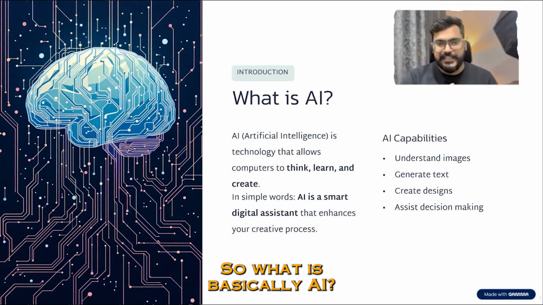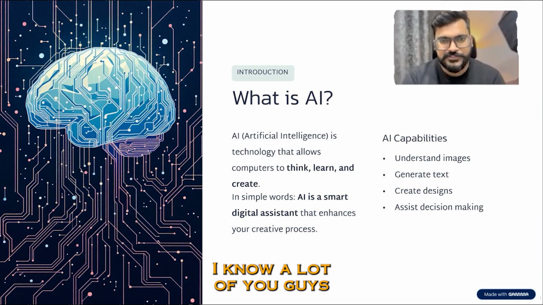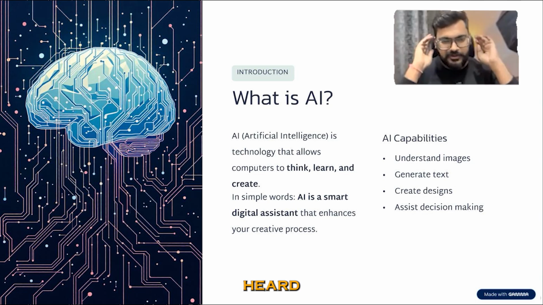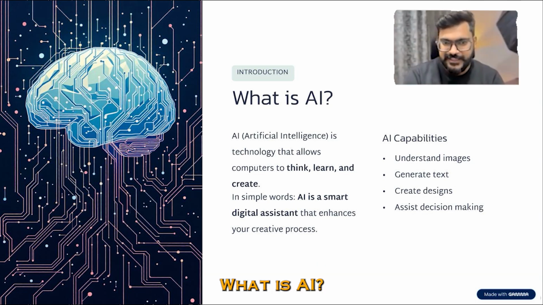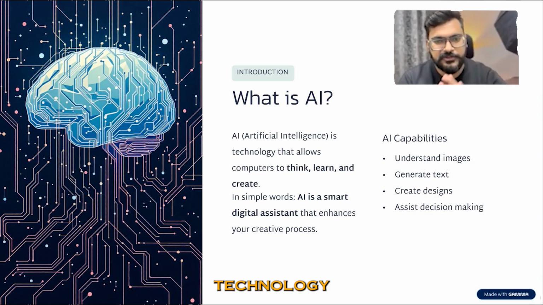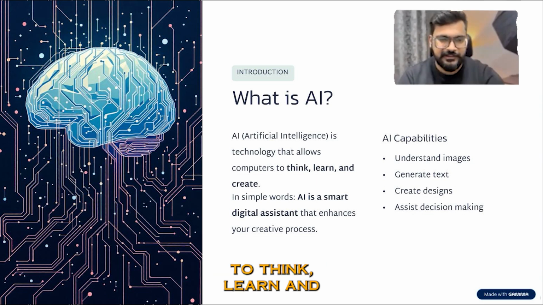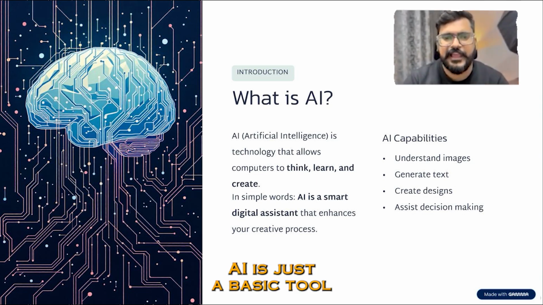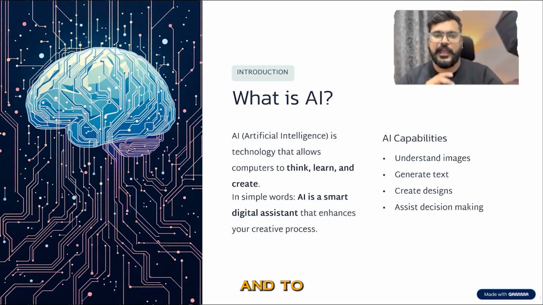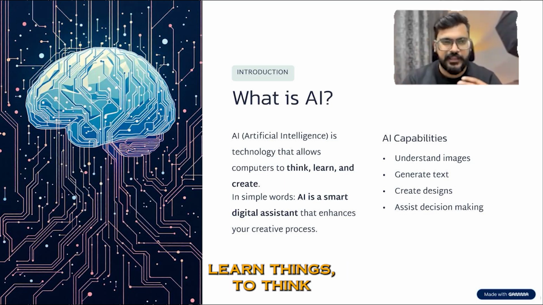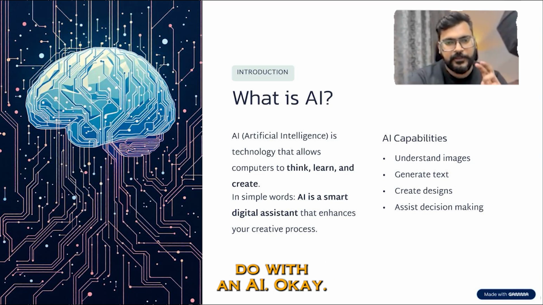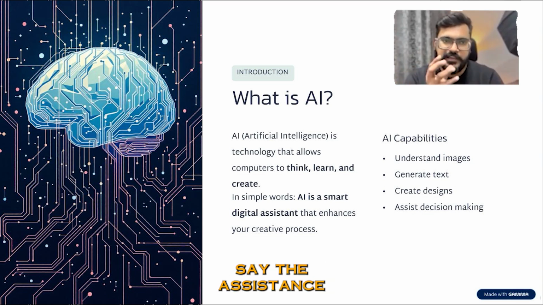So what is basically AI? I know a lot of you already know about AI, but a few people may have heard this word for the first time. In a simple technical way, AI is a technology that allows computers to think, learn, and create. It is a basic tool which will help you create, learn, think, and do the research part. It's just a smart assistant for you.